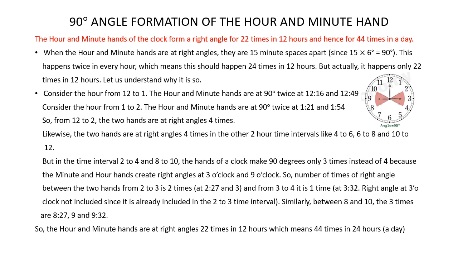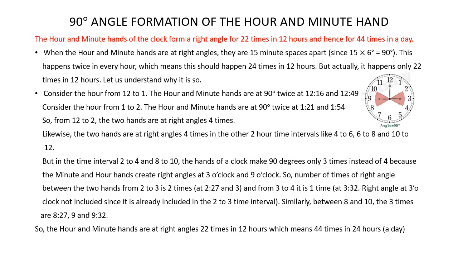This means in the 2-hour time interval from 2 to 4, the two hands of the clock are at right angles only 3 times. Once at 2:27, the second time at 3 o'clock, and the third time at 3:32. So in the 2-hour time interval from 2 to 4, the two hands of the clock are at right angles only 3 times, not 4 times.